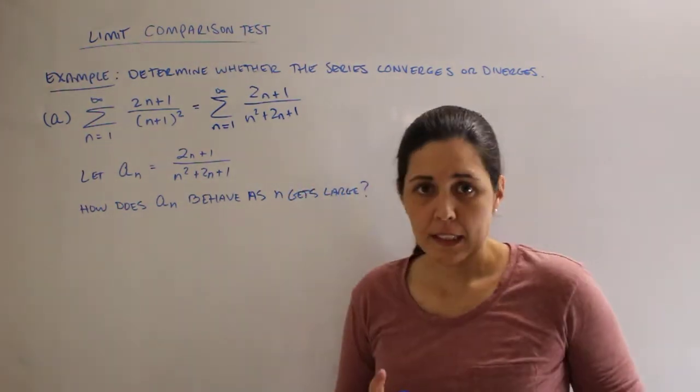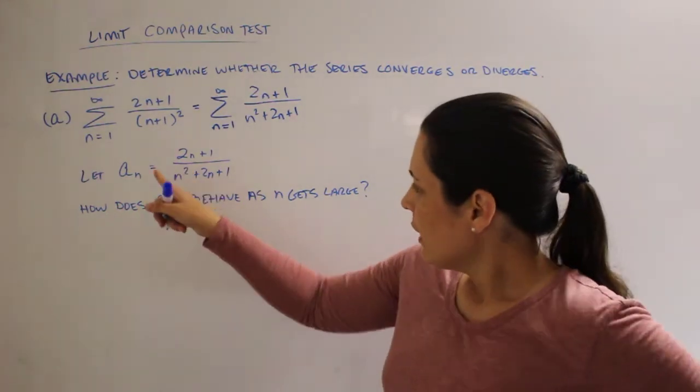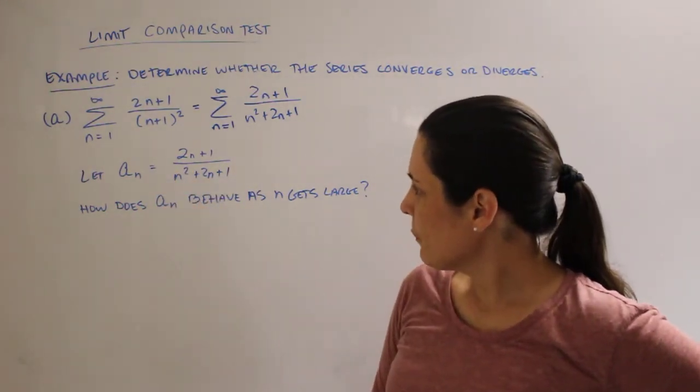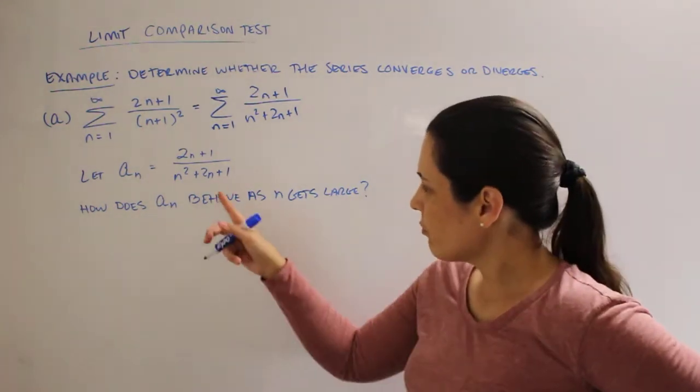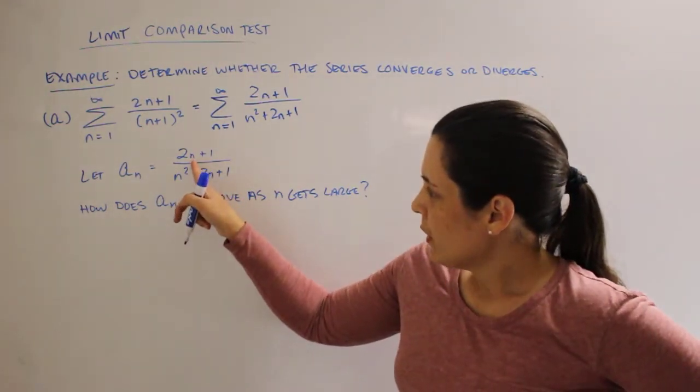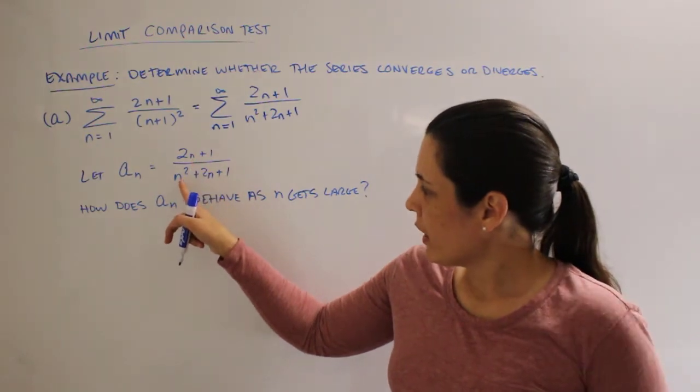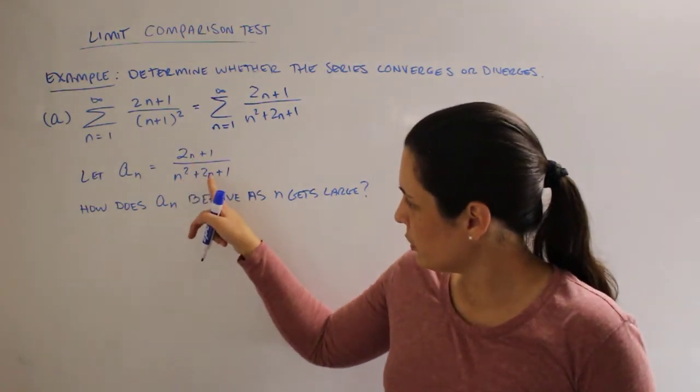So let's think about it. So this sequence here, if you plug in something huge, plug in a very big number, okay, the top is going to be 2 times that, the bottom is going to have that number squared plus 2 times that number.